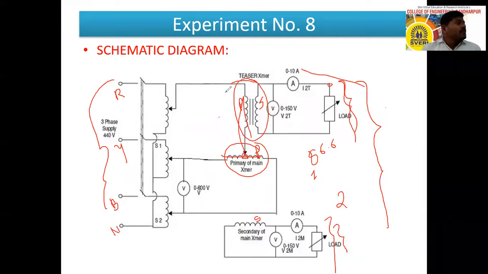Okay, now this point can be connected to the 50% tapping. At that situation, this primary number of turns can be divided into two parts, right?